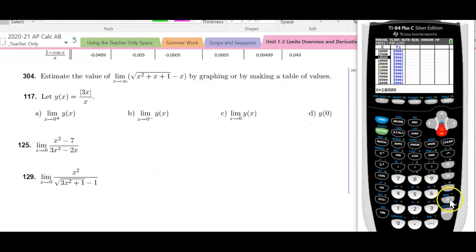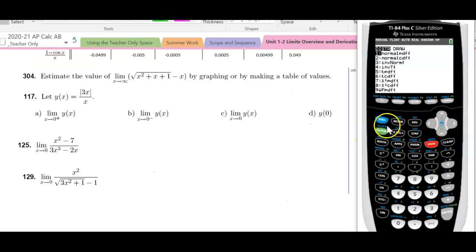A tip for how to do this is if you just hit plus, say I said +1, then the table is going to go up in steps of 1. If I hit plus 1,000, it's going to increment in steps of 1,000. And as we can see, as we're plugging in these large numbers, it looks like we're approaching an asymptote of 0.5.